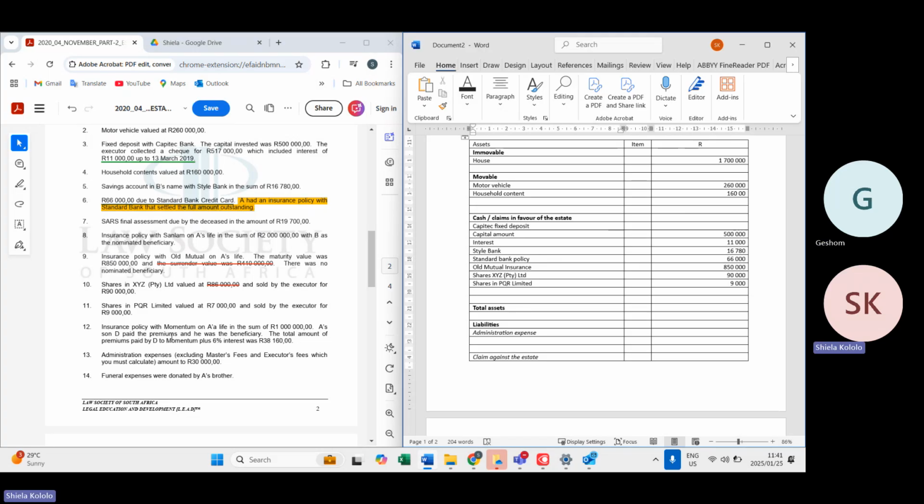All right, then we have administration expenses amounted to 30,000. This is excluding master's fees and executor's fees, which you must calculate. So this one tells us we are now starting with our liabilities. Before we go into our administration expenses, please calculate the total value of our assets. I don't have a calculator with me, but if you can just do the honors, calculate how much we've got for our total assets.